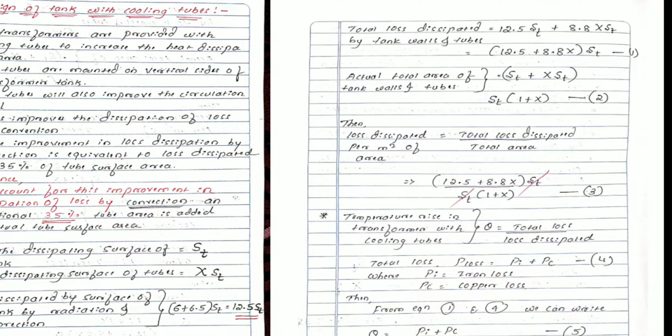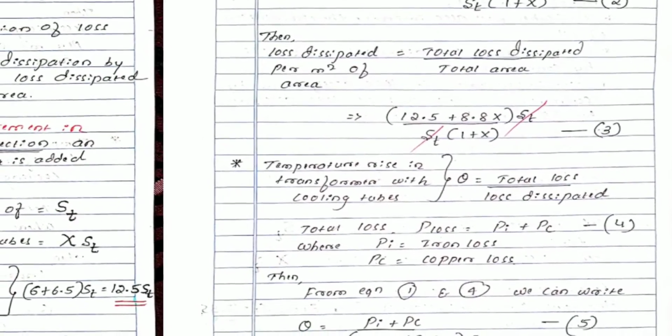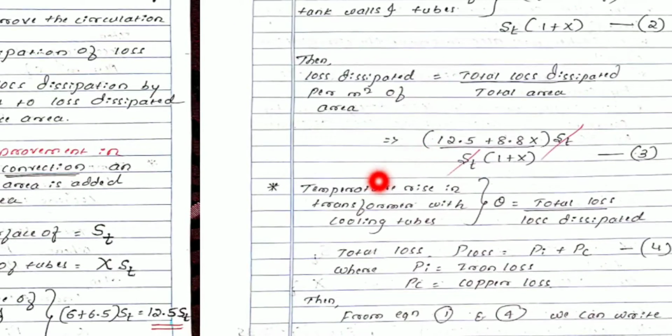Basically I told you that transformers are provided with cooling tubes. The first reason is to increase the heat dissipation area. The second reason is that whenever the temperature rise exceeds the permissible value, the cooling tubes are provided in order to keep it within a safer value. The first point, with respect to heat dissipation area, either through convection or radiation, I have calculated here. The next factor is to keep the temperature rise within the safer value; that is the reason the cooling tubes are provided in the transformer tank.